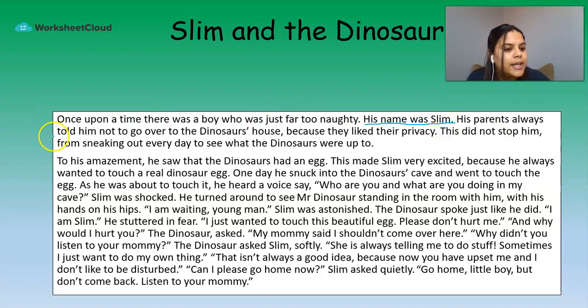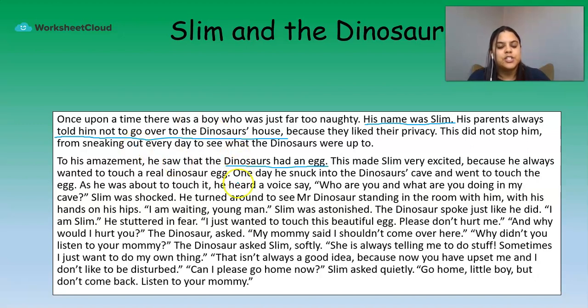So he was not listening to his parents, and that's important. So I'm going to underline, told him not to go over to Dinosaur's house. Okay, that seems to be important as well, because they said, now, don't go there, and he didn't listen. To his amazement, he saw that the dinosaur had an egg. So the egg is an important part of the story. We know that now. Okay, so we're underlining the dinosaur had an egg. This made Slim very excited because he always wanted to touch a real dinosaur egg. One day, he snuck into the dinosaur's cave and went to touch the egg.